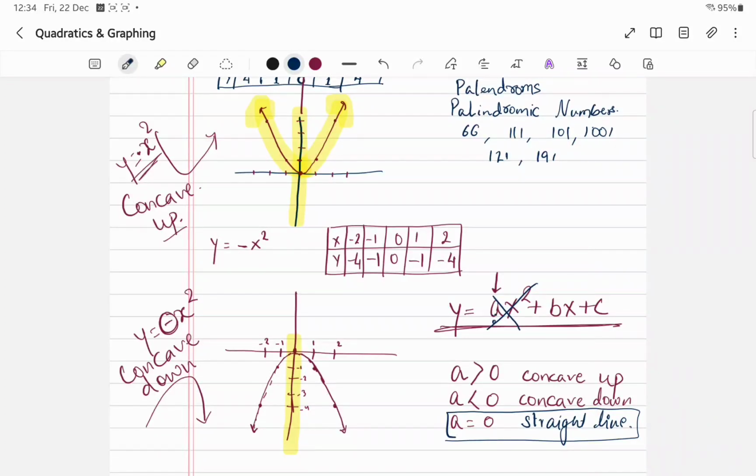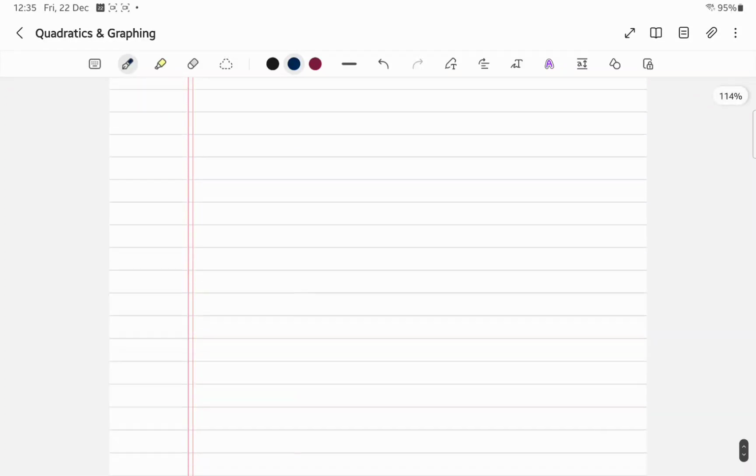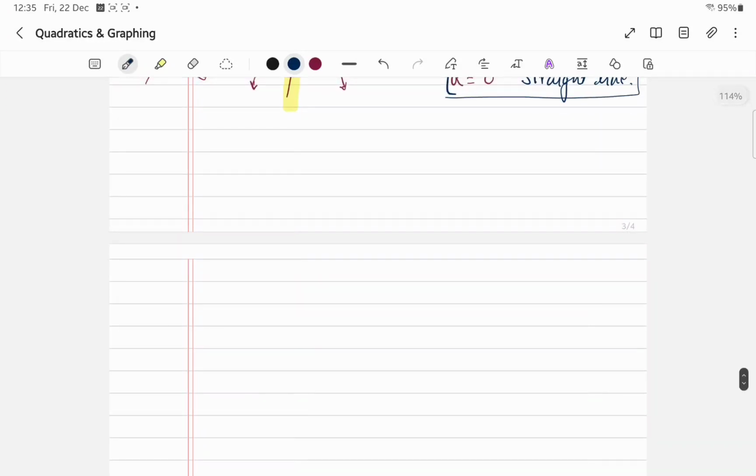Okay, so now what we are going to do is shift the parabola. We're going to transform the parabolas. So let's write: shifting or transforming.